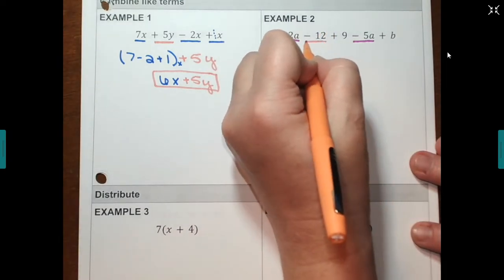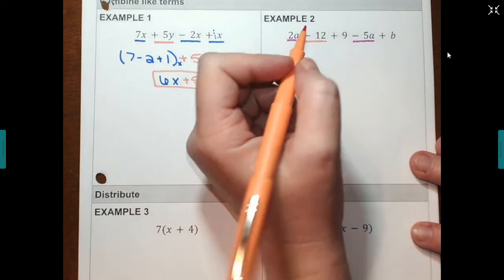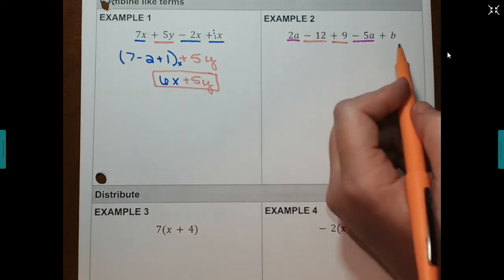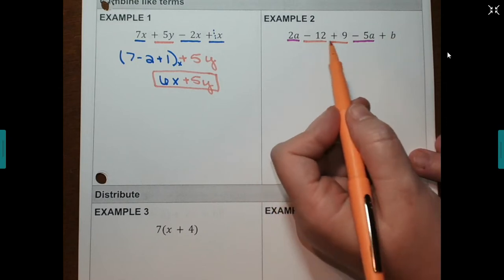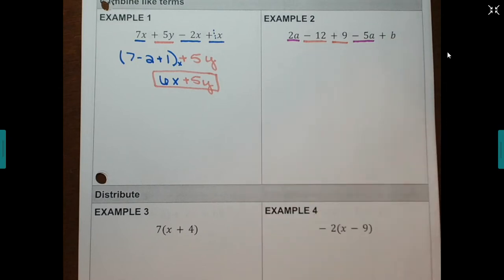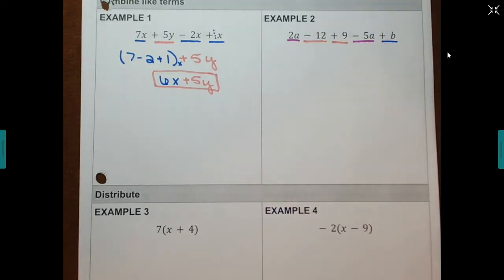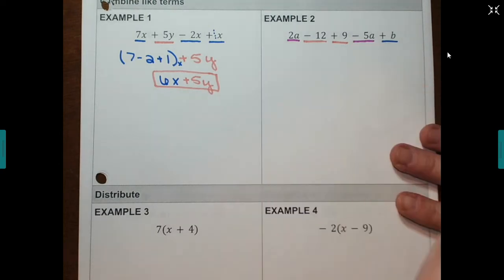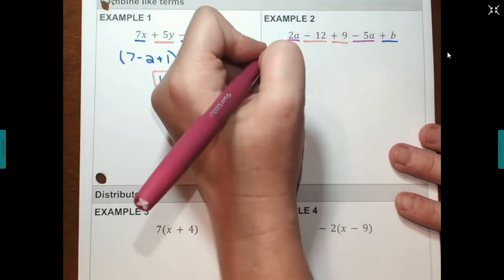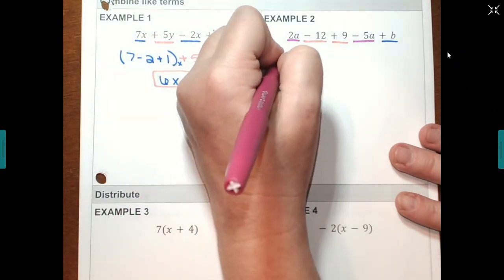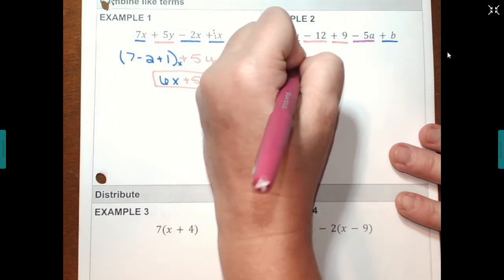Okay. I don't see any other a's, so we'll switch to a new color. We have a plain number, negative 12, doesn't have any variables, and we have a positive 9. And then this is a b, so it can't be added in with those because it's not just a plain number. It is a variable. But it's not an a, so it's its own type over here. Okay. So let's start with our a's. So we need to add our coefficients. So we've got 2 minus 5a.